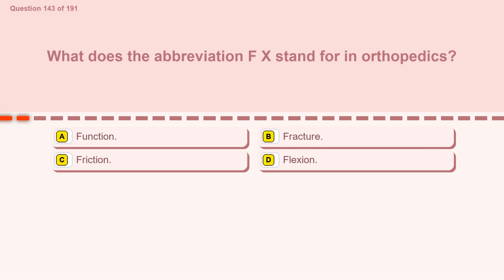Question 143. What does the abbreviation FX stand for in orthopedics? Option A, function. Option B, fracture. Option C, friction. Option D, flexion.